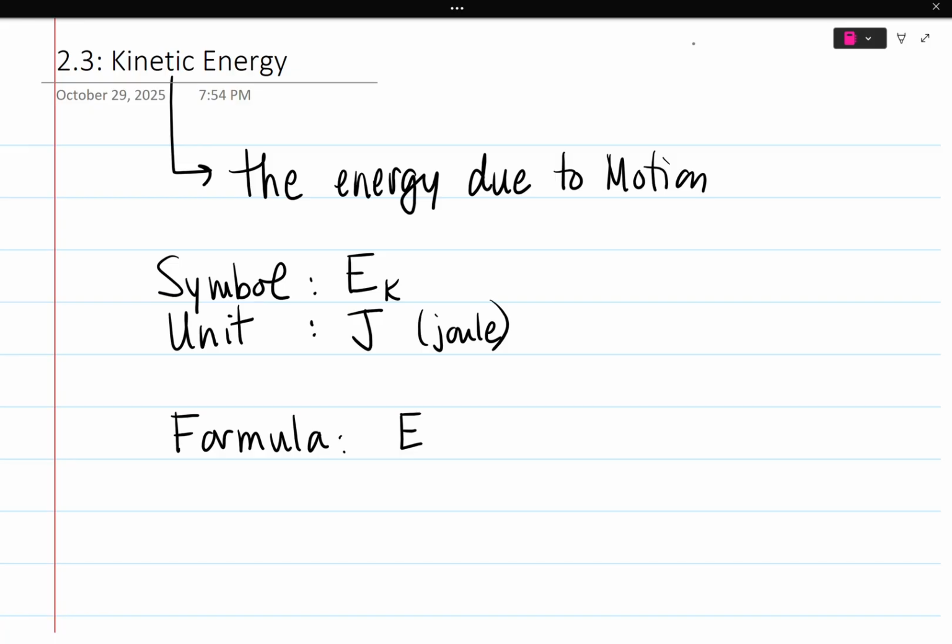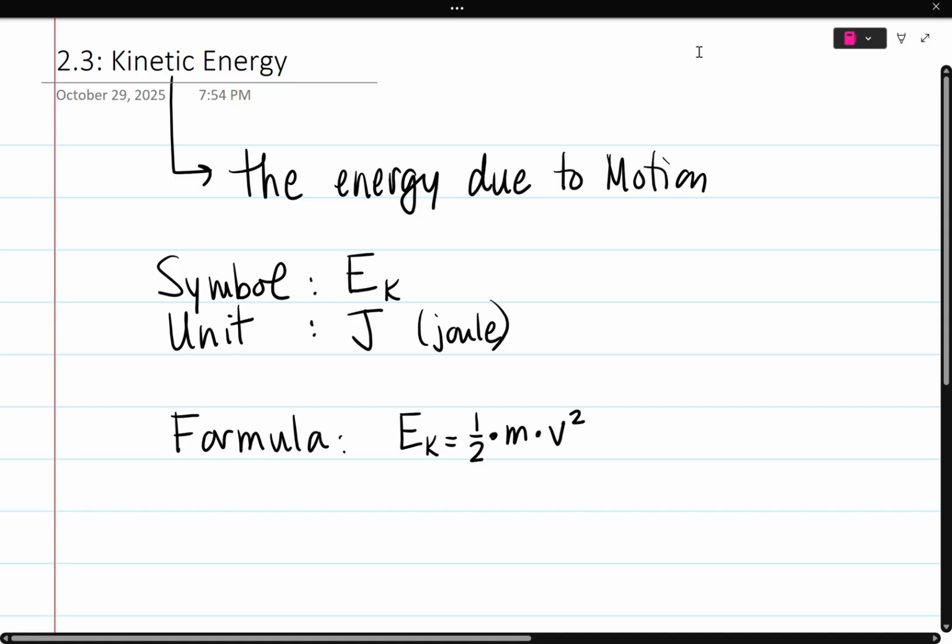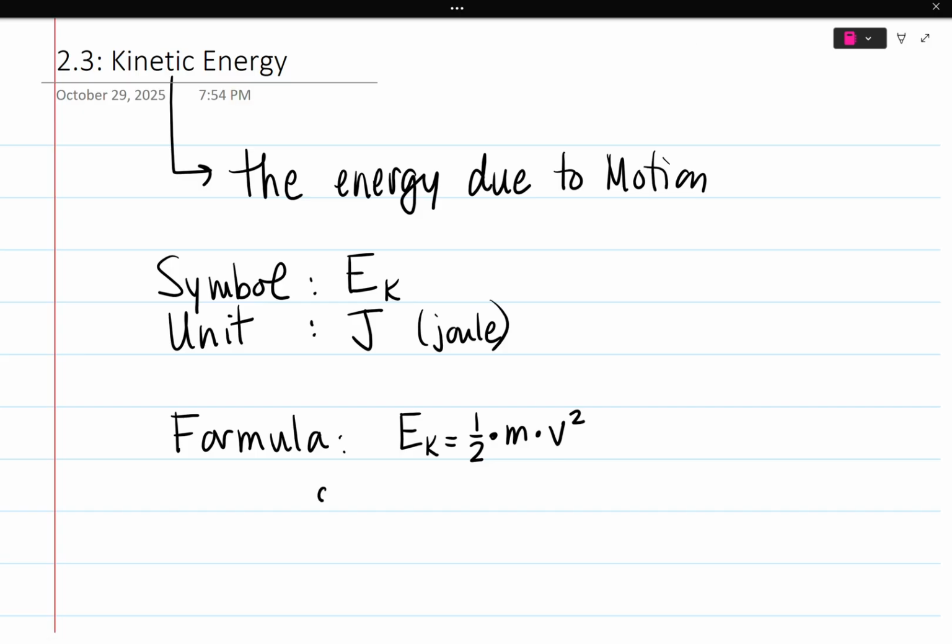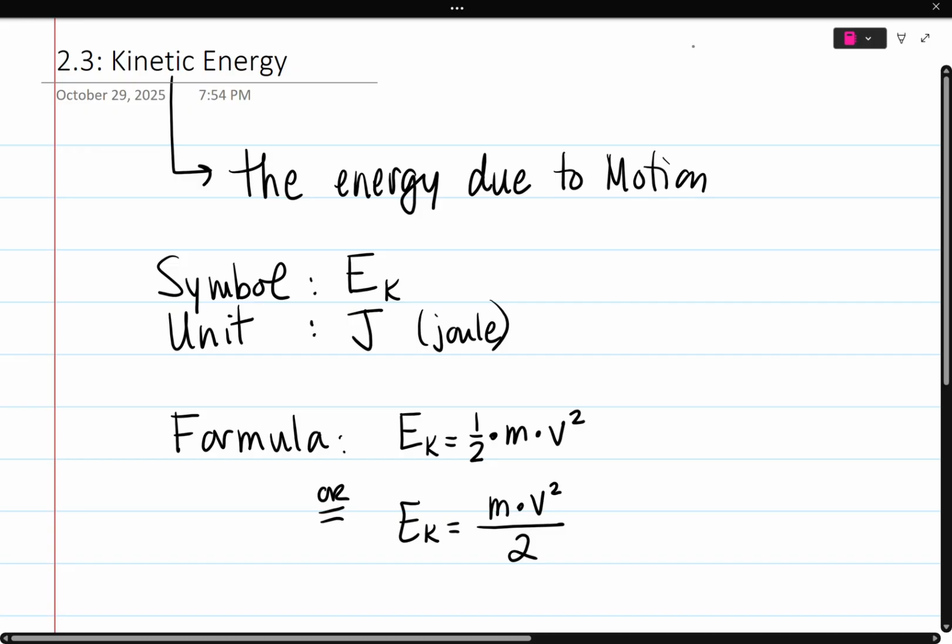You will see it written as EK equals 1/2 times the mass of the object times the velocity of that object squared. Or we can simplify it a bit, and we can write kinetic energy is the mass times the speed squared, all divided by 2. Some students like to write it like this just because it shows that when you multiply by 1/2, you're just dividing by 2.